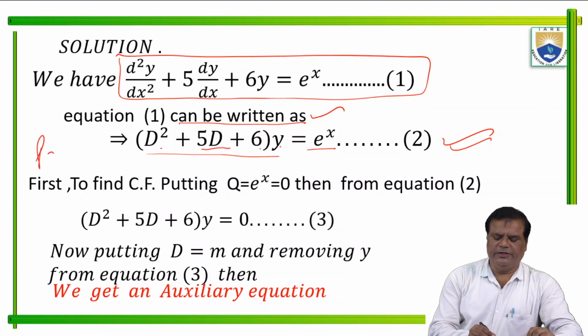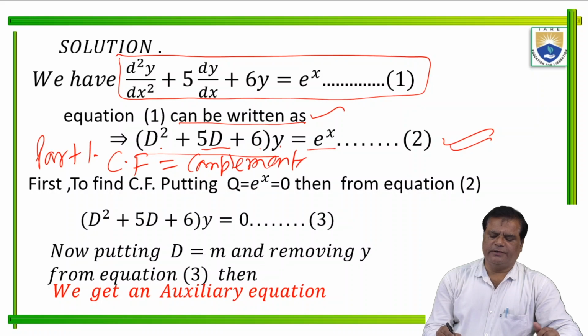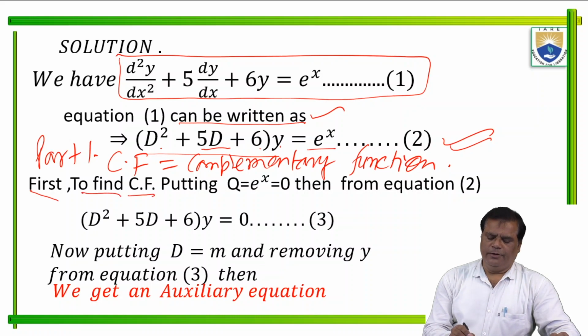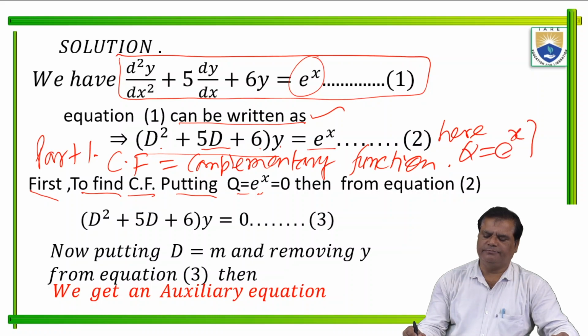Part 1 is the CF, the complementary function. There are 2 parts of the solution. Part 1 is the complementary function. First, to find the complementary function, we consider Q. Here Q is given; Q is e to the power x.